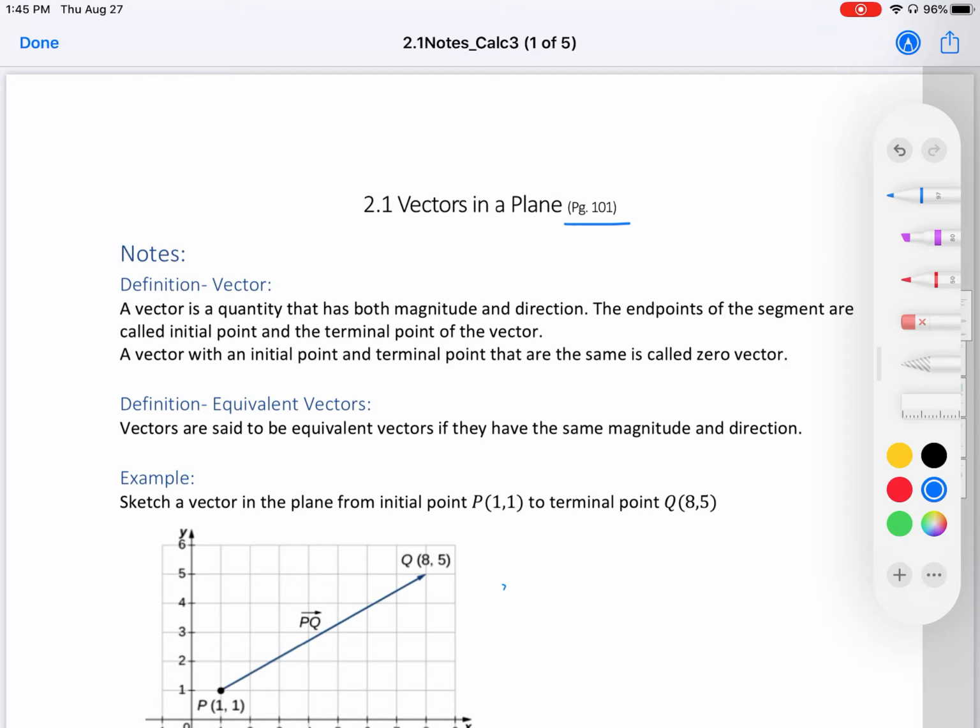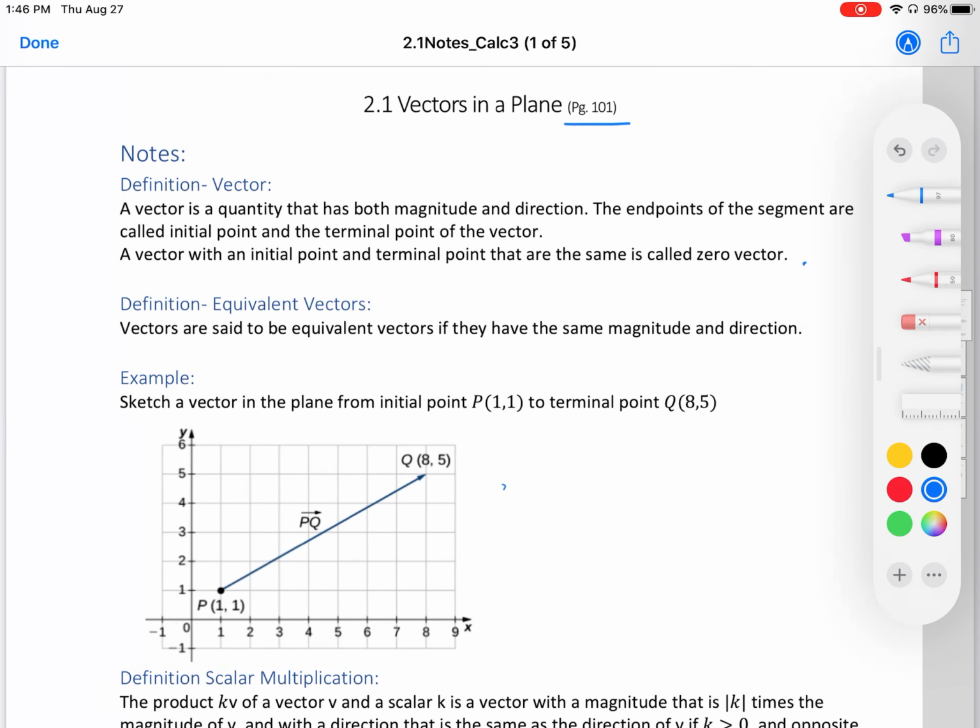Let's begin by defining a vector. A vector is a quantity that has both magnitude and direction. The endpoints of the segment are called the initial point and the terminal point of a vector. A vector with an initial point and terminal point that are the same is called the zero vector. So it would just be a point because it starts and ends at that single point.